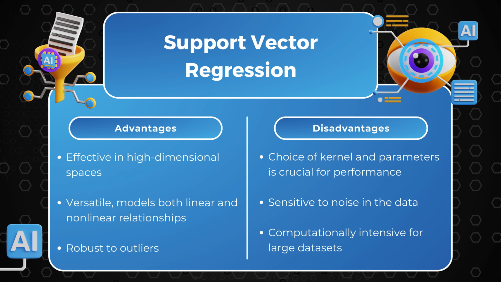Support Vector Regression. Advantages: effective in high-dimensional spaces. Versatile, can model linear and nonlinear relationships. It is robust to outliers. Disadvantages: the choice of kernel and parameters are crucial for performance. It is sensitive to noise in the data, and it can be computationally intensive for large datasets.